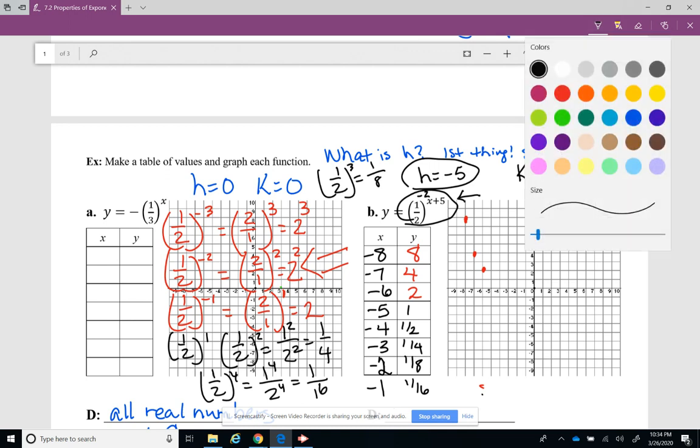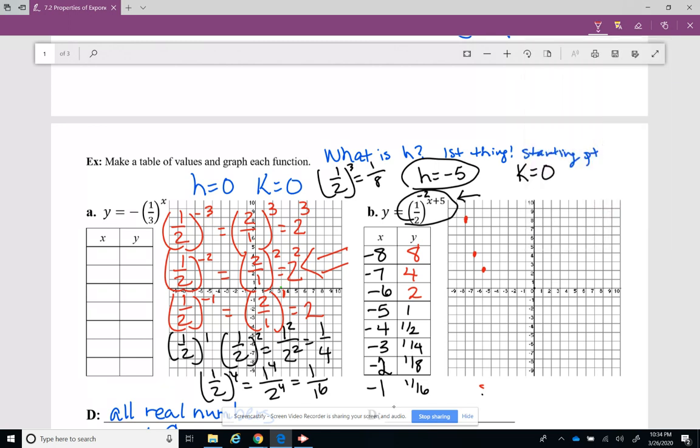All right, let's go plot those points. We're not going to plot that last one, though. It's too hard to plot when it gets so close to that line. All right, so we have negative 5, 1. We have negative 4, 1/2. We have negative 3, 1/4. We have negative, see how hard it is to graph it? All right, so let's go ahead and graph it.